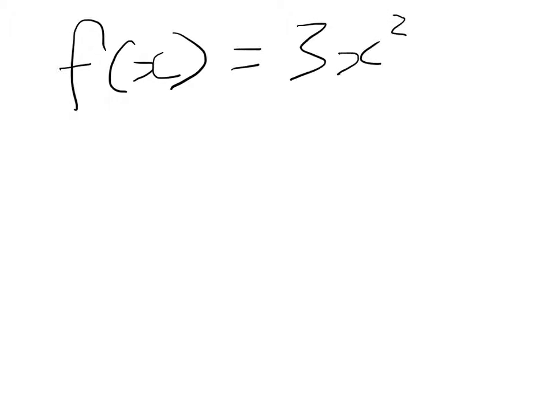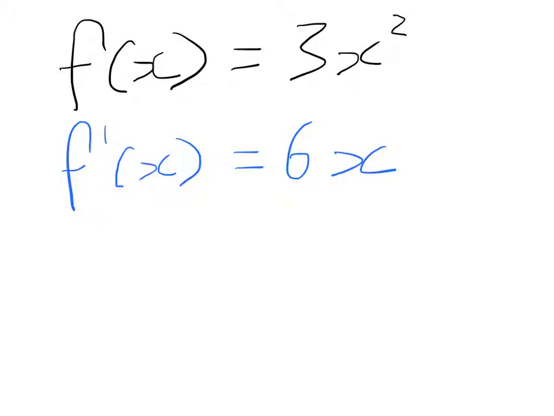So, just differentiating basic polynomials. If we have something like this, f of x equals 3x squared, and we want to differentiate that, well, f dash of x is going to be 3 times 2 is 6x.